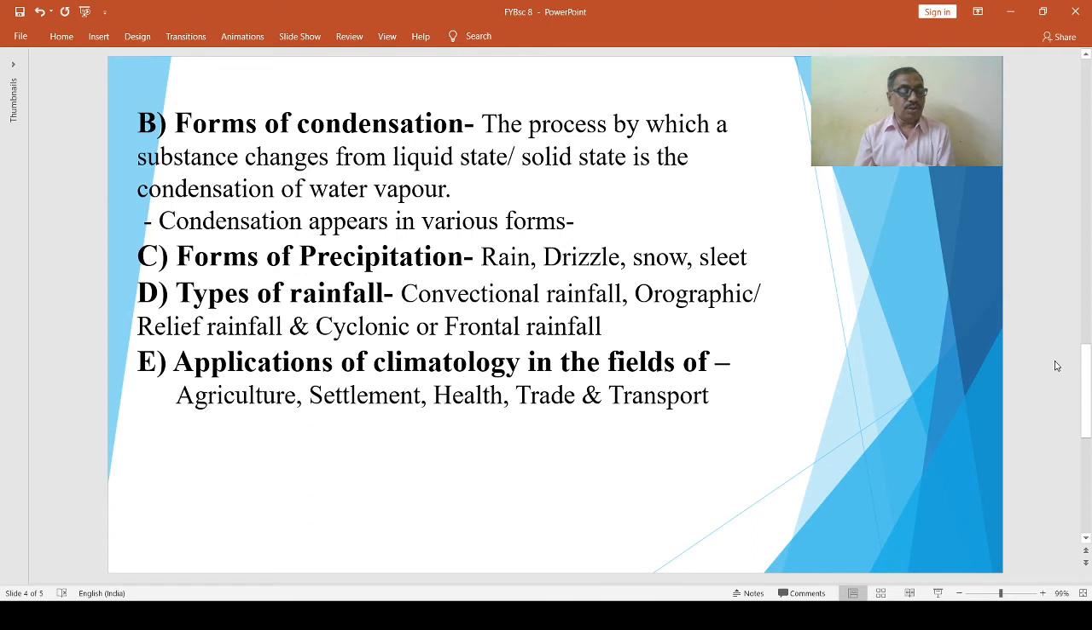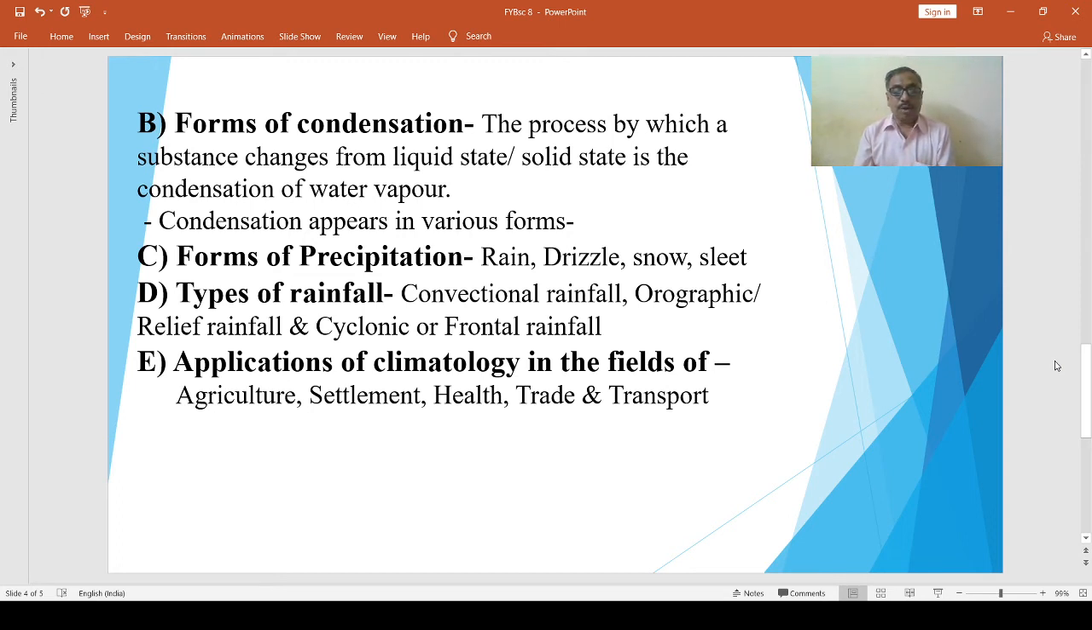Then mountain ranges should lie in the path of winds. Then the favorable condition is mountain ranges should lie close and parallel to the coast. Mountain ranges should have considerable extent and height.